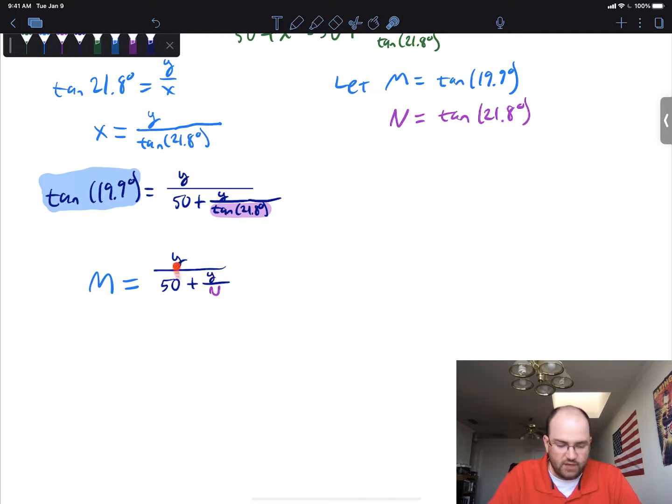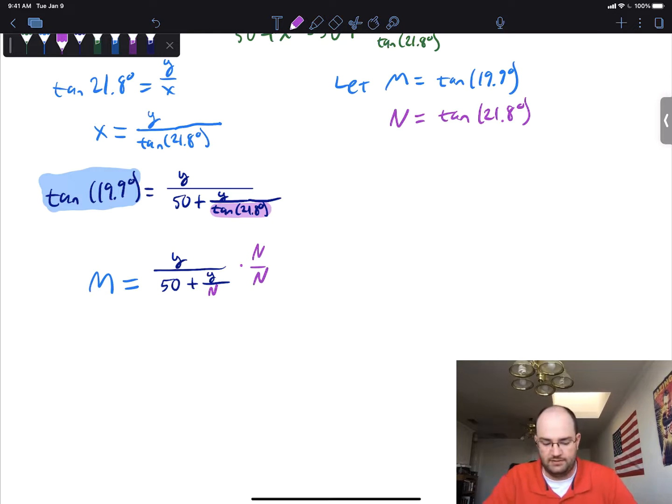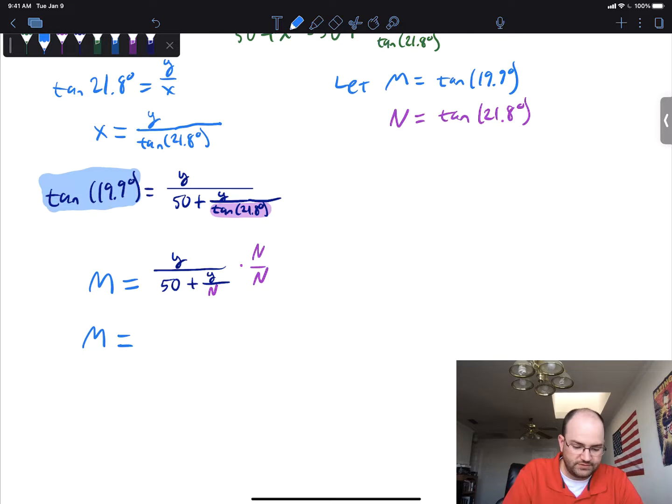Now notice that there's a complex fraction here. We don't like complex fractions. So what we're going to do instead is get rid of the complex fraction by multiplying both the numerator and denominator by N. It means I need to distribute that. So M equals Ny all over 50N and then plus y.